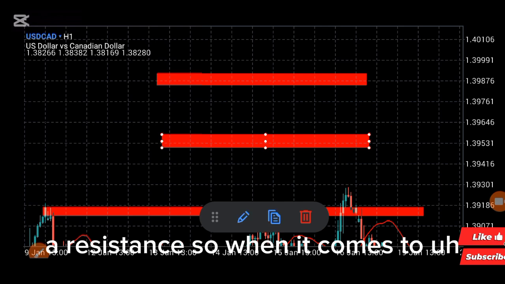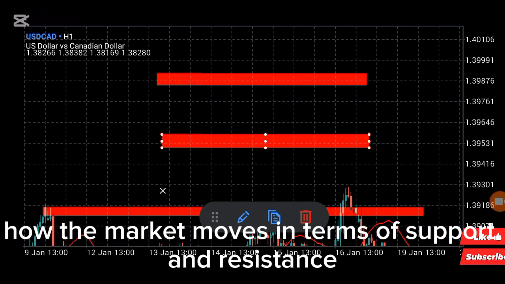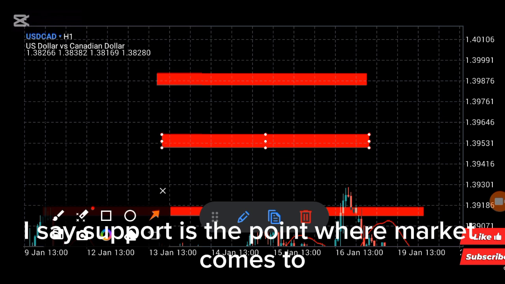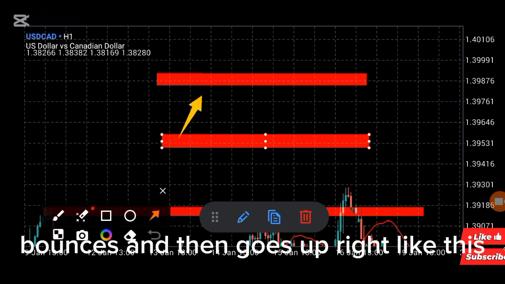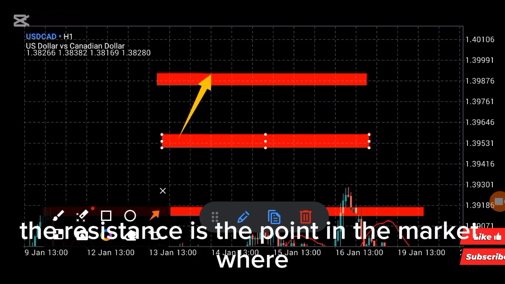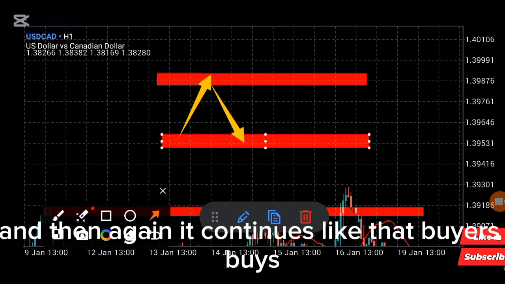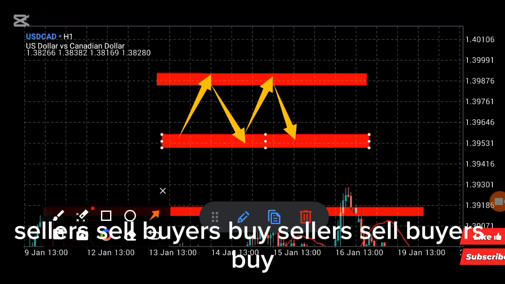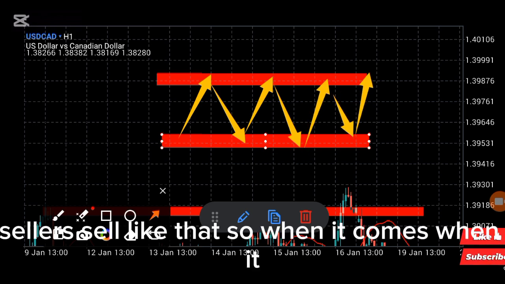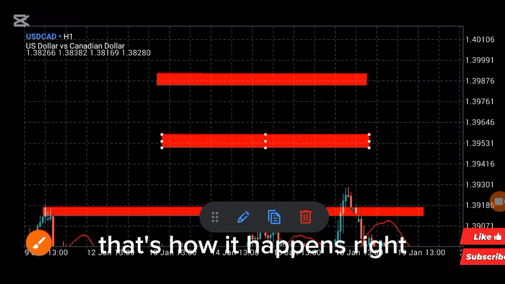A resistance. So when it comes to how the market moves in terms of support and resistance, support is the point where the market comes to, bounces, and then goes up, right? And then the resistance is a point where sellers are waiting to sell the market back down. And then again, it continues like that. Buyers buy, sellers sell. Like that. That's how it happens, right?